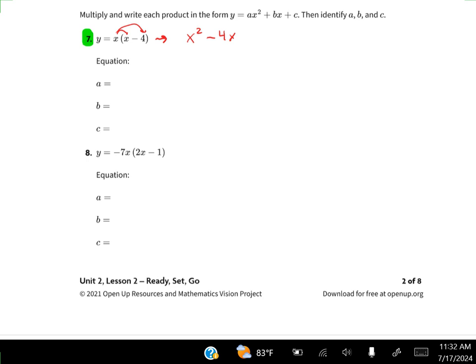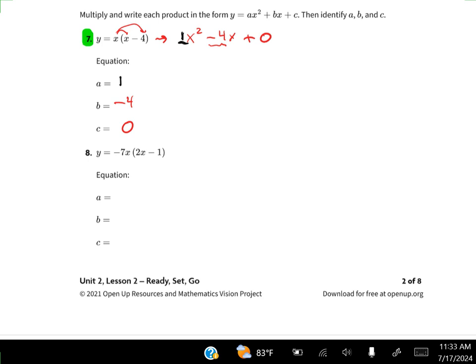Once again, a is going to be pretty easy to find here. Another thing that we'll notice is that if there's no term written there, a is going to be 1. B, the term right in front of the x, so b is going to be negative 4. And c, once again, since there's nothing there, we could write plus 0, but we won't usually. I am for the purpose of this problem. But in general, if there's nothing there, then that value is a 0.